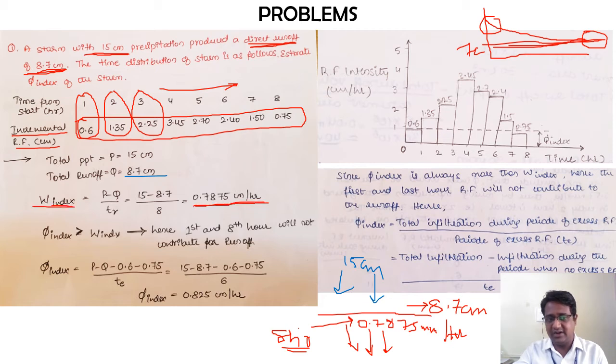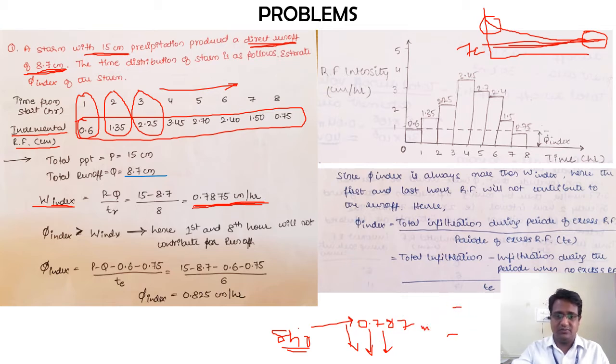this 0.7875 centimeter per hour indicates what? It indicates that for the whole 8 hours of rainfall that has occurred, the infiltration has taken place with an average value of 0.7875 centimeters per hour. So this is what is basically meant by that particular term. I hope it is clear for you. So this value, whatever you get, tells you the average rate at which the infiltration is taking place. Now, going to the next concept, I hope W index is clear. It is simple mathematics that we are using.